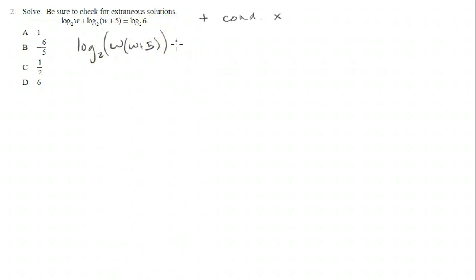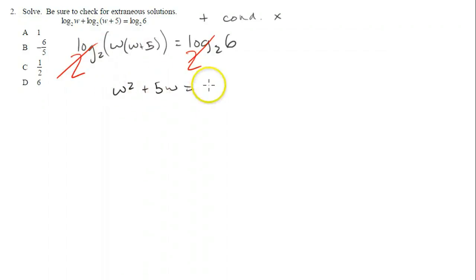And what I need on the other side is to keep it the same, so that now when I have only a single log on each side, we can cancel that out. And the way I'm going to do that, the opposite of a log is a base. So if I have a log base 2, I've got to use a base of 2 on both sides. So that's gone, and let's see what happens here. If I distribute the w, I'm going to get w squared plus 5w is equal to 6.